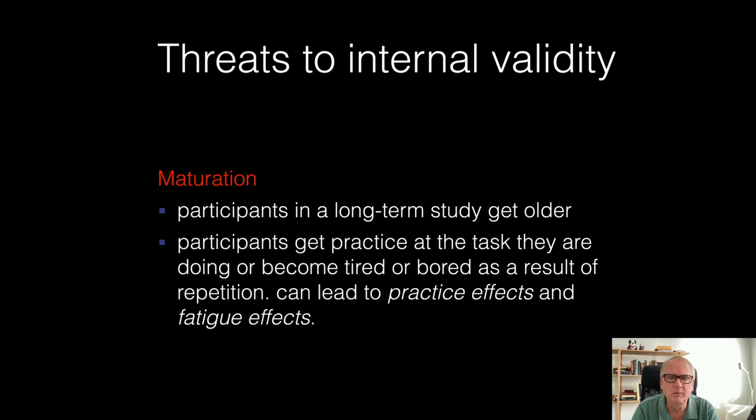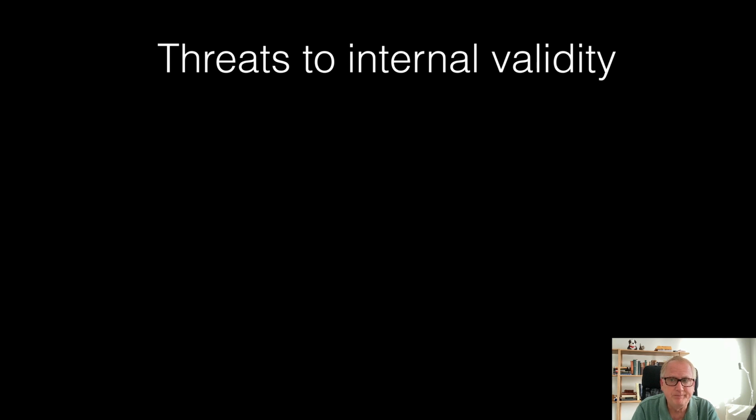So this would be a problem where we have an experiment with lots of work to be done. Maybe they have to keep pressing a button for 25 or 30 minutes and they start getting tired. And so now the way that they respond near the end of the experiment is quite different from the way they respond at the beginning of the experiment. And it's really because of fatigue. All right, that was the first threat to internal validity. Now let's look at another one.